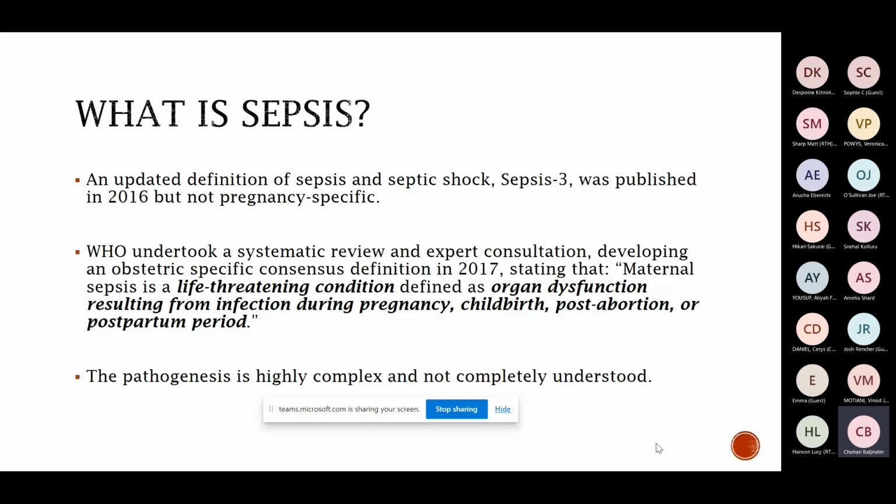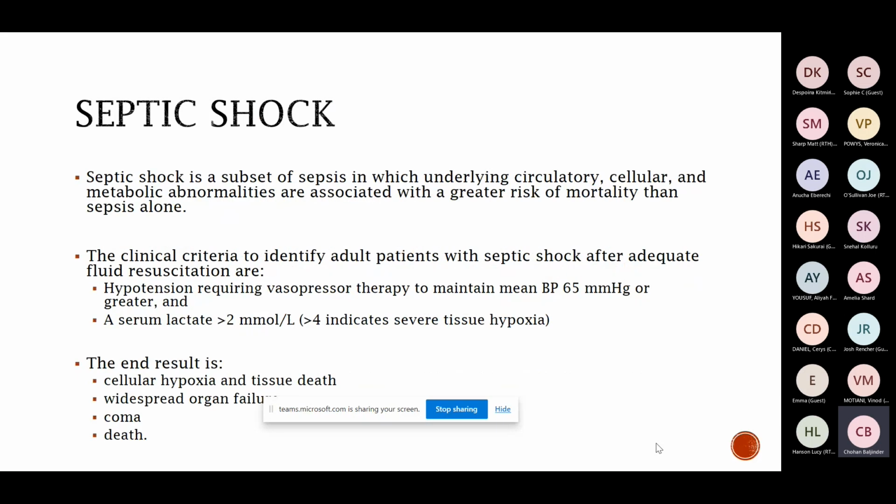So why does it matter? When you look worldwide, it is a leading cause of maternal morbidity and mortality. So what is septic shock? Septic shock is a subset, the severe end of sepsis, where you get multi-organ dysfunction and you're more likely to die as a result of having sepsis.